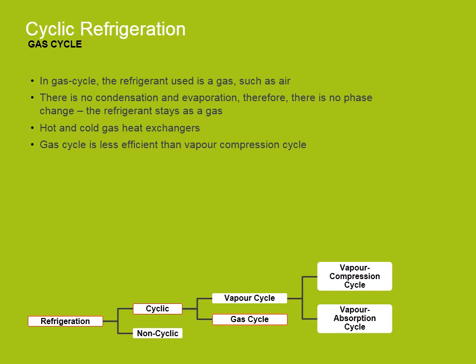The gas cycle is very similar to the vapor compression cycle, however the refrigerant used is gas. There is no condensation or evaporation, meaning that there is no phase change in the refrigerant. It stays as a gas and does not change to a liquid. Heat exchangers are used to increase and decrease the temperature of the gas. The gas cycle is not as efficient as the vapor compression cycle as it needs a larger amount of gas to achieve the same cooling effect compared to a liquid refrigerant.